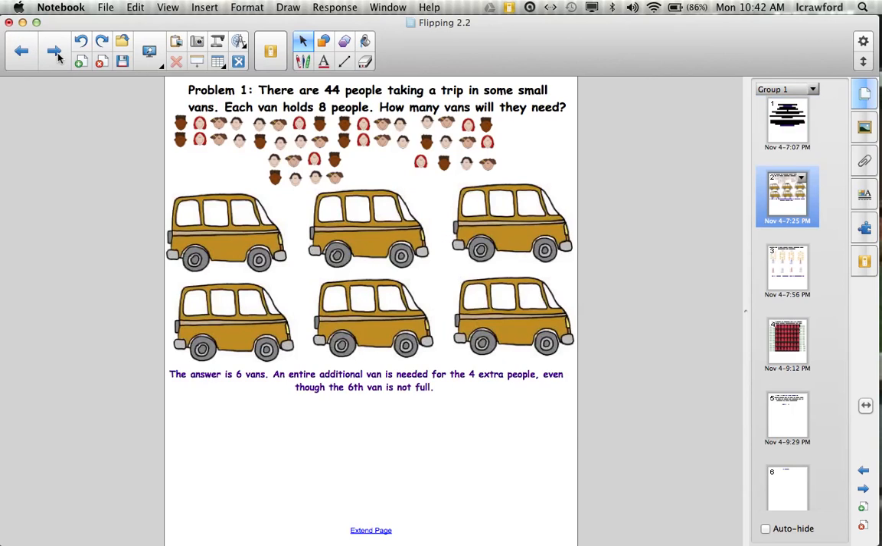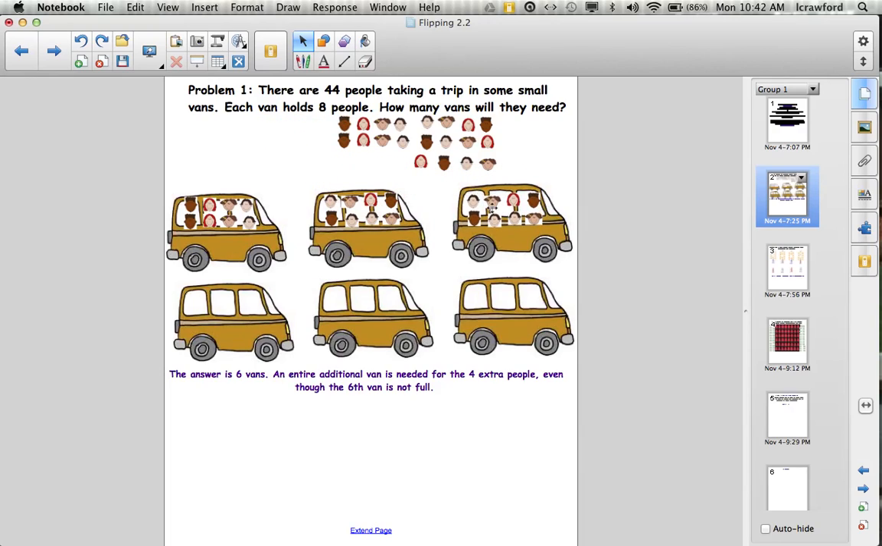Problem 1. There are 44 people taking a trip in some small vans. Each van holds 8 people. How many vans will they need? Well, let's first start by pulling our people onto their vans. We have 8 on one van, another 8 on a second van, so we have 16 on 2 vans.